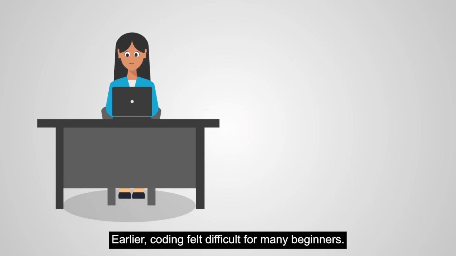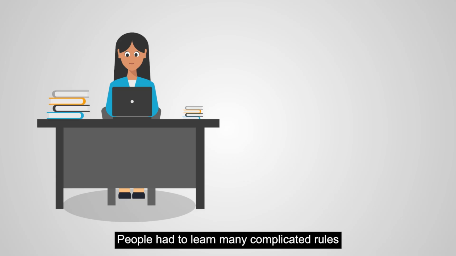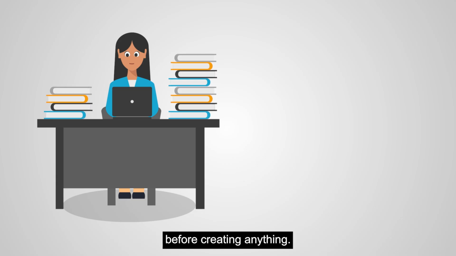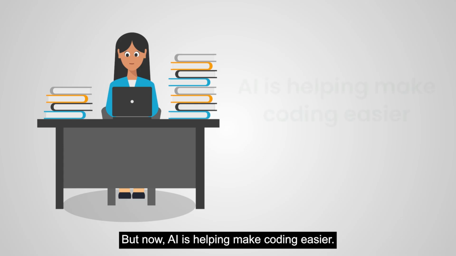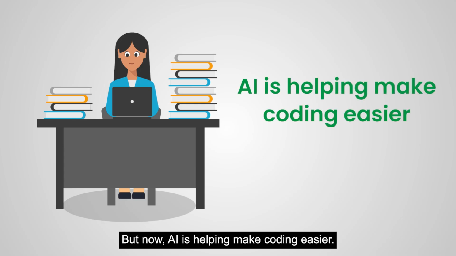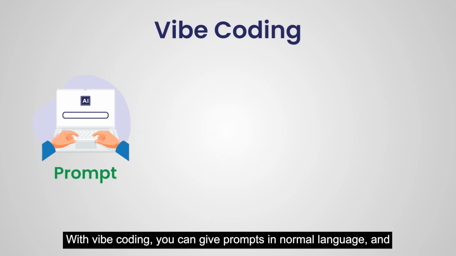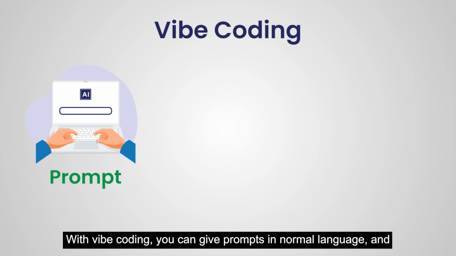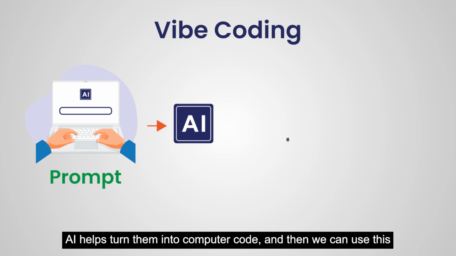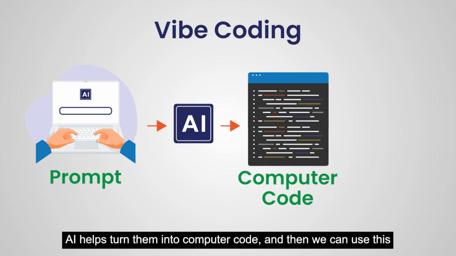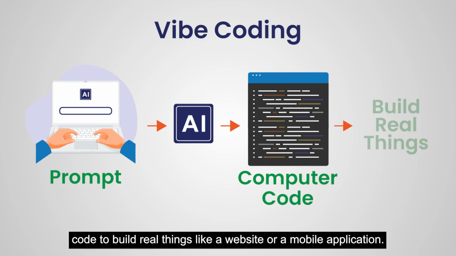Earlier, coding felt difficult for many beginners. People had to learn many complicated rules before creating anything. But now, AI is helping make coding easier. With vibe coding, you can give prompts in normal language, and AI helps turn them into computer code, and then we can use this code to build real things, like a website or a mobile application.